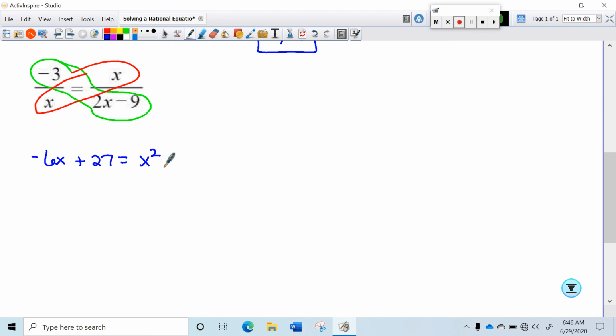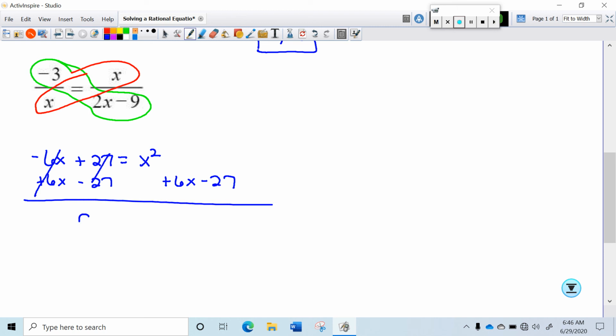I want to leave the x squared alone, so I move everything that's on the other side of the equal sign. The opposite of negative 6x is positive 6x, so I'm going to add that to both sides. The opposite of positive 27 is negative 27, so I'm also going to do that. Opposites cancel, so that gives me 0 equals x squared plus 6x minus 27.